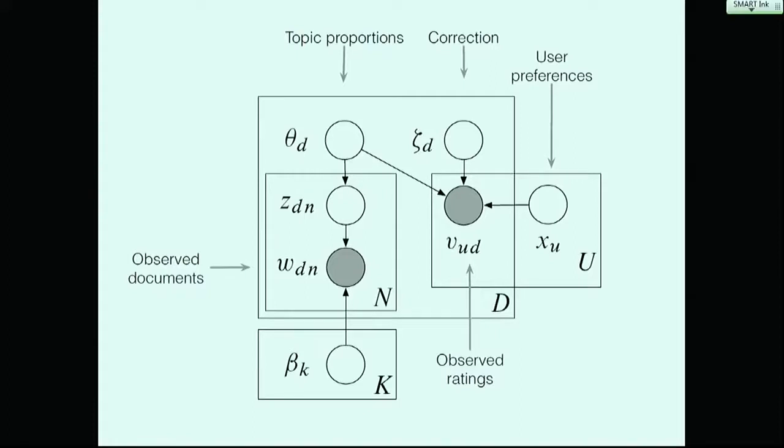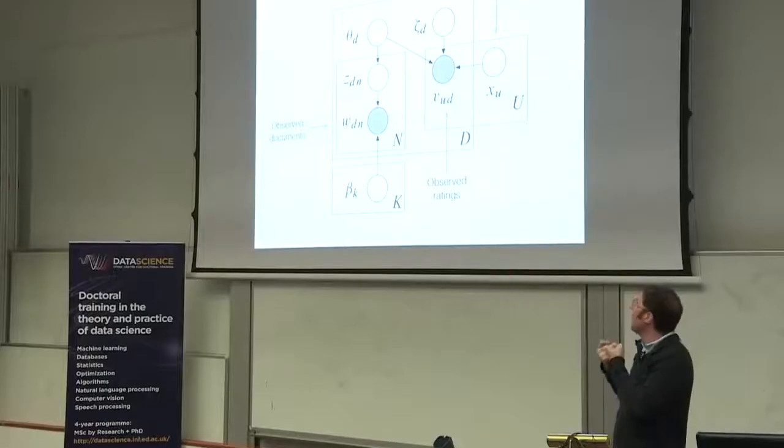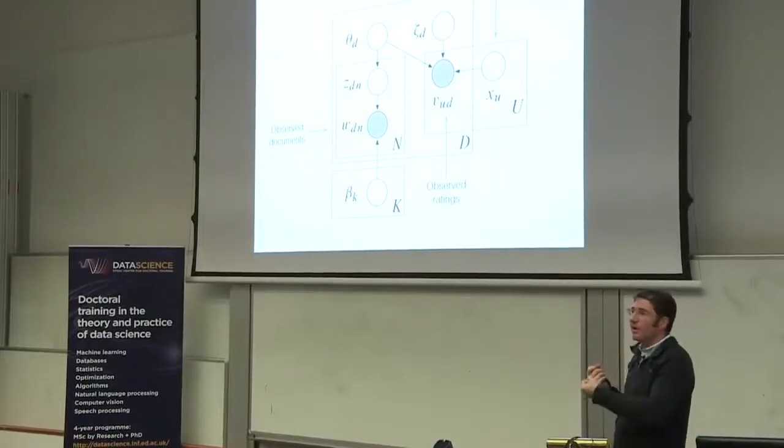Okay, so now notice, let's take a look at the edges. VUD depends on XU and theta D. I'll get to zeta D in a second. VUD depends on XU and theta D. Theta D are the topics of the article. XU are the user preferences, and basically VUD is going to be drawn from some distribution that relates to their inner product or their distance. Okay, so it says if the EM paper is about statistics and user U is interested in statistics, then user U has a high probability of having the EM article in their library.